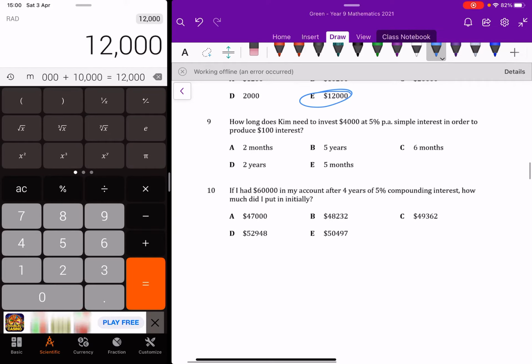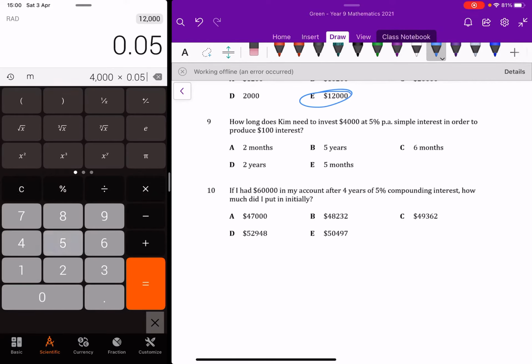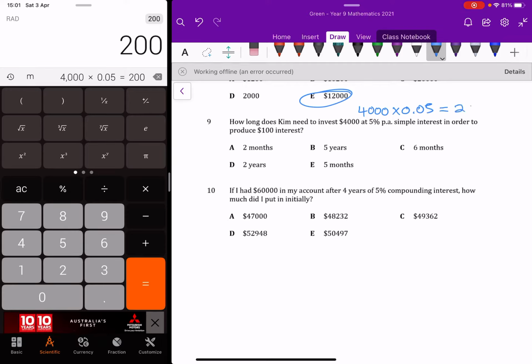So how long does she need to invest $4,000 at 5% per annum simple interest in order to produce $100 interest? Well, in 1 year with $4,000, we're going to get 4,000 times 0.05, and this is going to give us $200. So in a year, we're going to get $200. So to get $100, we just need to invest for 6 months.